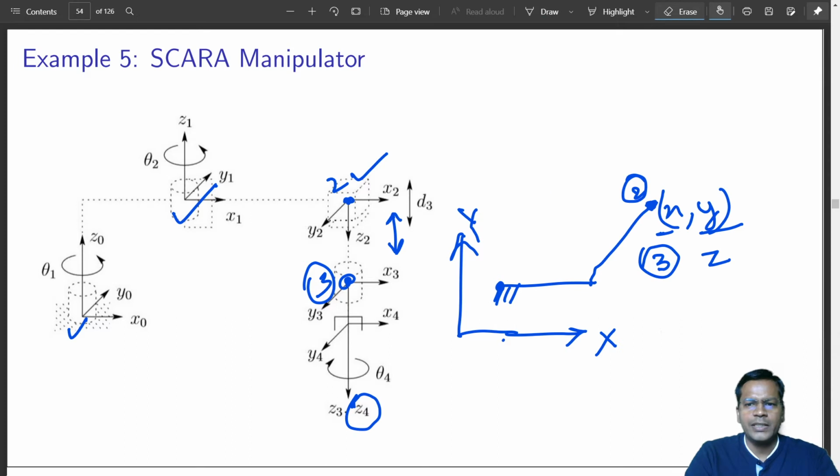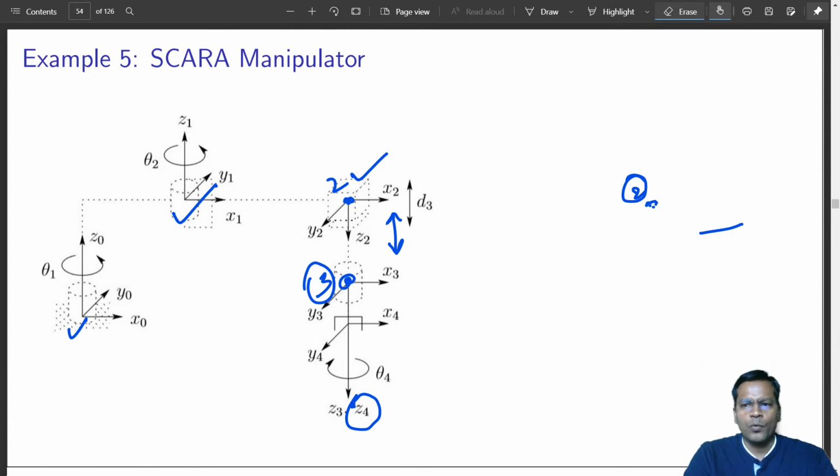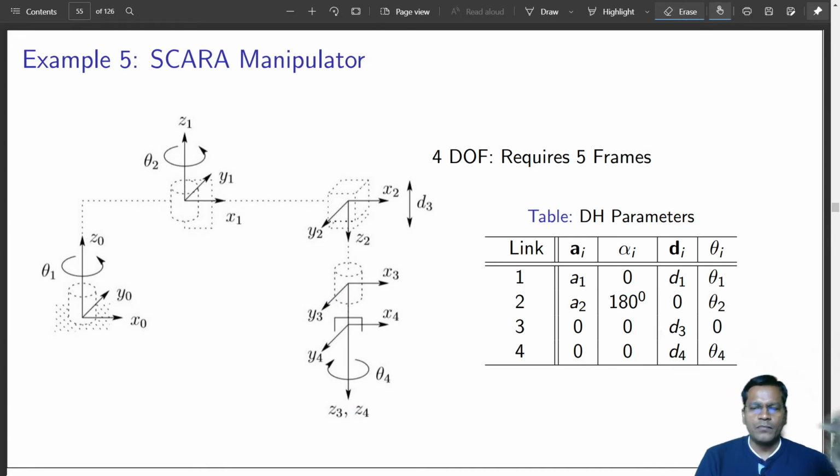Now let us see, now that I have placed different frames, how the DH parameters are placed. So let me move ahead. These are the 5 frames. Why 5 frames? Because I also know there is a frame attached to the ground. That is the first, the 0 frame: x0, y0, z0, which is always attached to the ground.